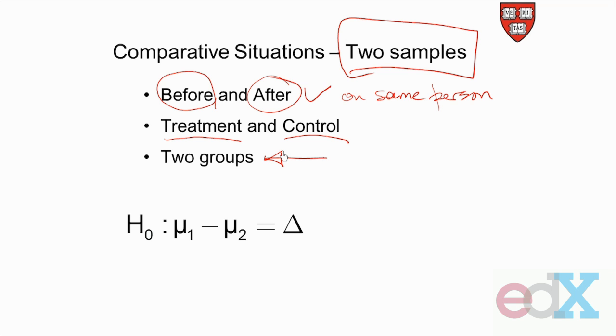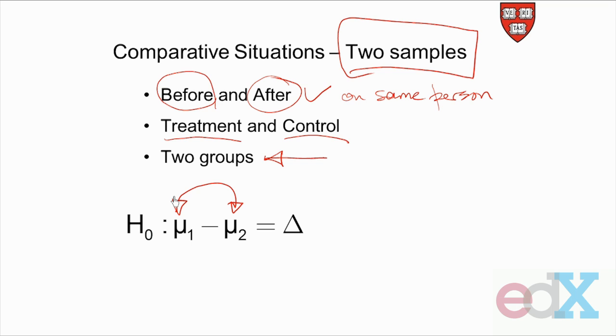Now, generically, what we want to do in this exercise is compare the means of the one group to the mean of the other. And the way we're going to do a comparison is by taking the difference. So our null hypothesis here is going to be some difference equal to, let's call it delta.